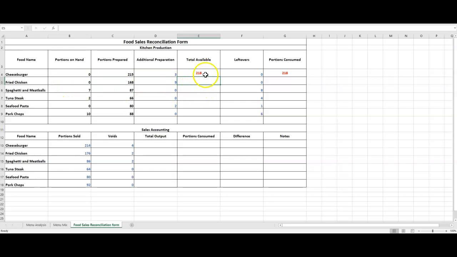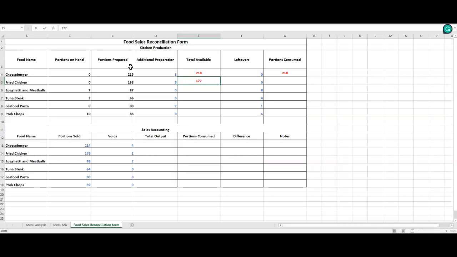That's how we're looking there. If you want to pause and start working through the rest of this on your own, you can. But I'm just going to go through and talk it through and do it again myself. So portions prepared for the fried chicken, we did 168. Again, for whatever reason, we had additional prep, 9 more, so that gives us 177.